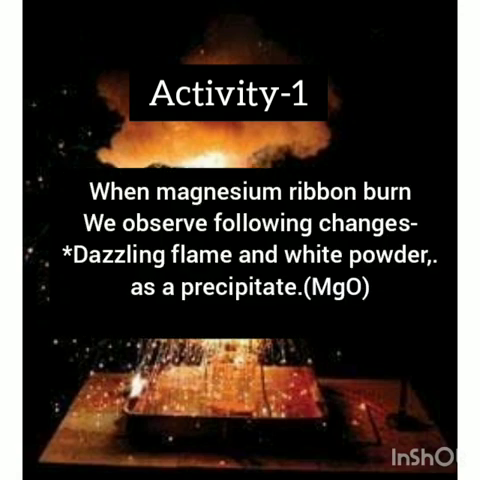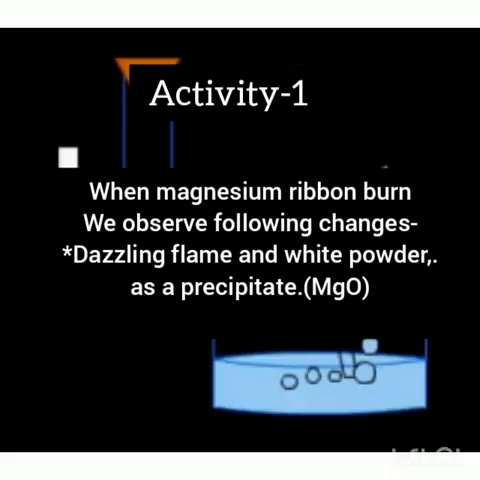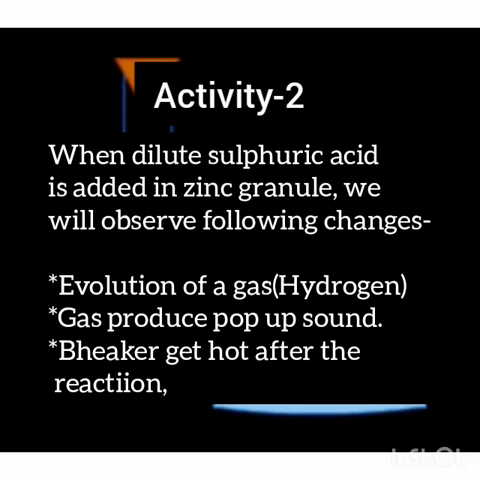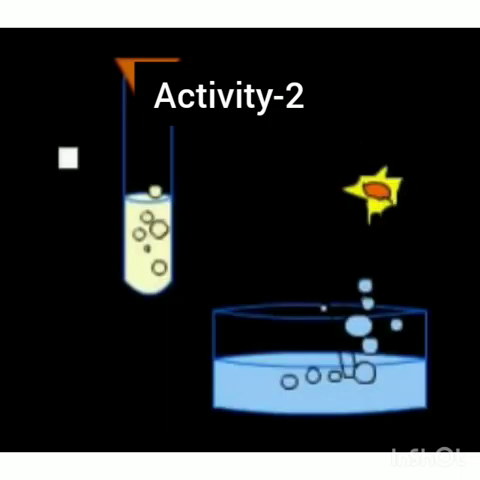When magnesium ribbon burns, we observe a dazzling flame and white powder collected as a precipitate, and the white powder is magnesium oxide. When dilute sulfuric acid is added to zinc, we observe evolution of gas. The gas that evolved is hydrogen. It comes out from the beaker with a pop sound and the beaker gets hot.